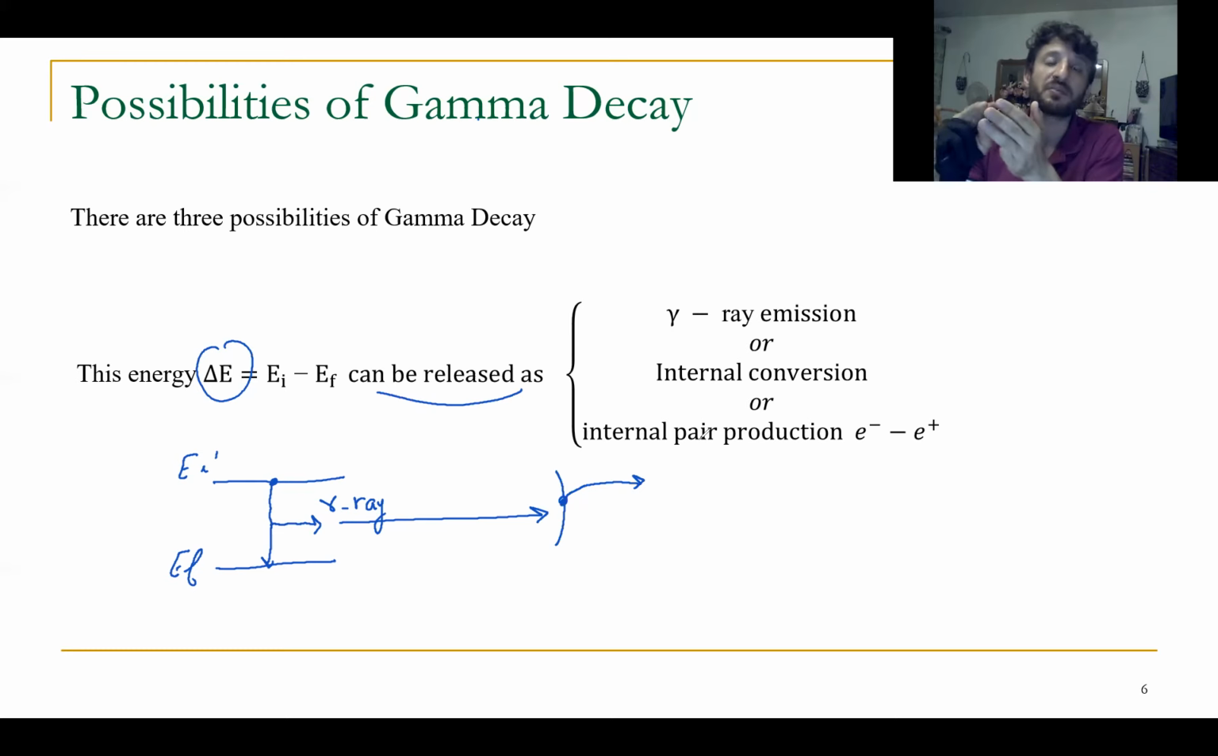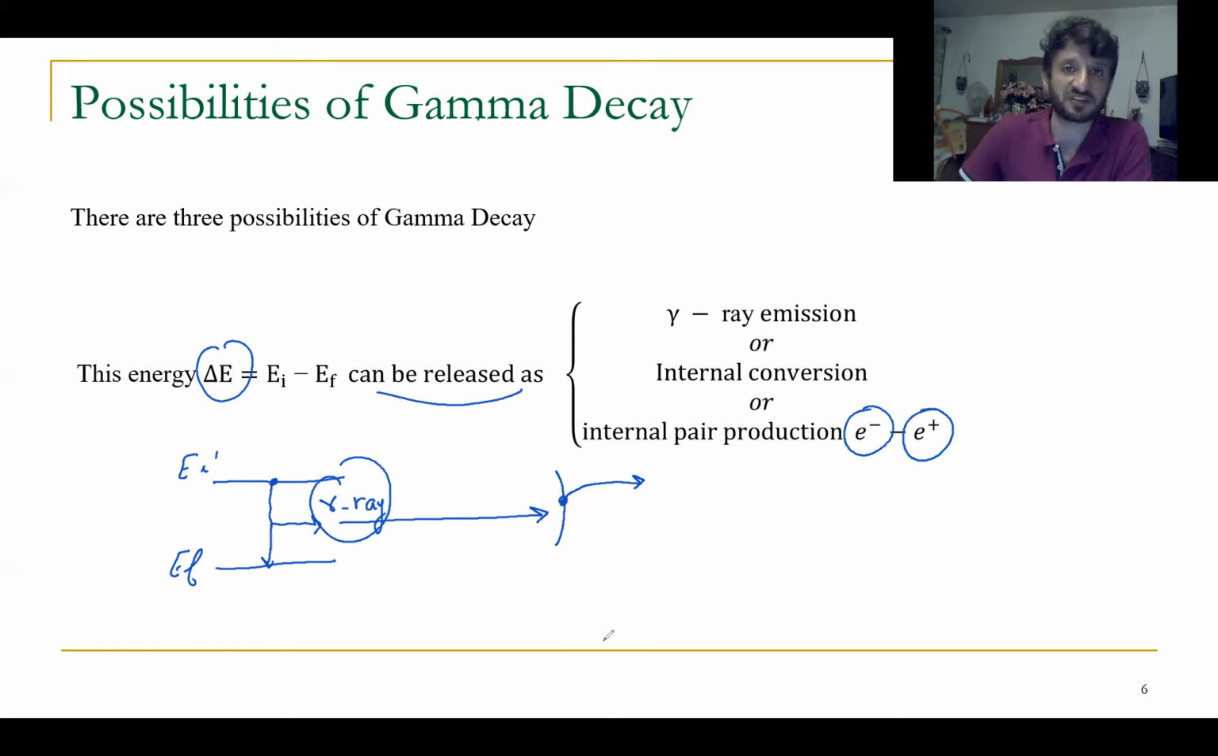And the third possibility: this gamma ray will be converted to one electron and one positron. Okay, so here we have three possibilities for delta E. Delta E can be converted to one of these.